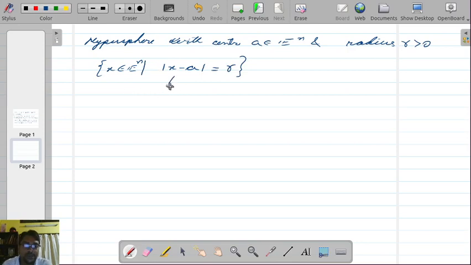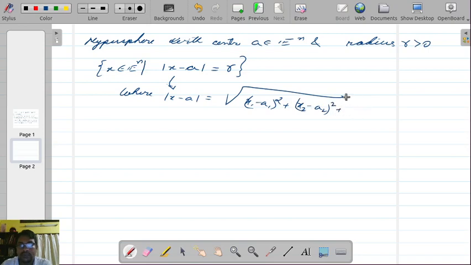So what is this mod of x minus a? This is actually equal to root over of x1 minus a1 whole square plus x2 minus a2 whole square plus dot dot dot up to xn minus an whole square. This quantity is called the distance between x and a. This distance, together with the vector space properties of R to the power n, forms Euclidean n-dimensional space. So hypersphere is what we have done.